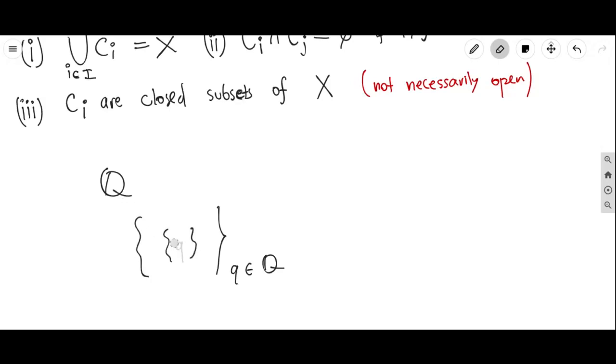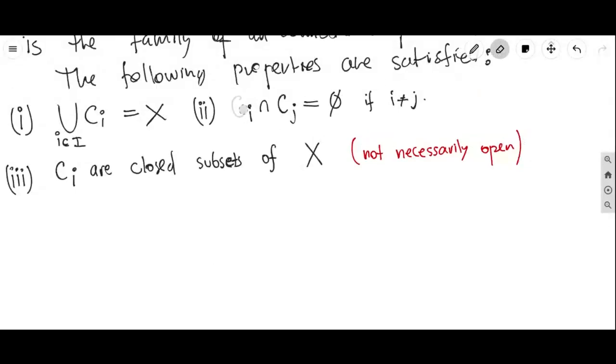Every one of these individually is a closed subset of Q. It's not an open subset of Q, so it does not have to be an open subset. But you can see that they're not overlapping, right? This is what we're saying over here. They have no overlap, and the union of all of them gives you X.